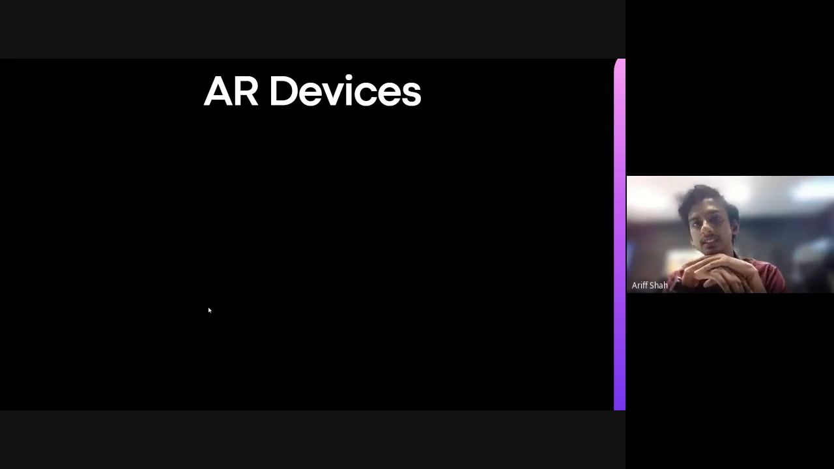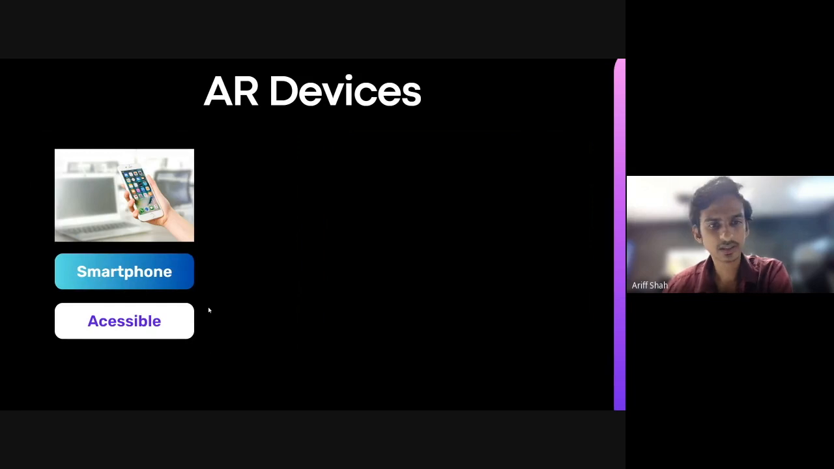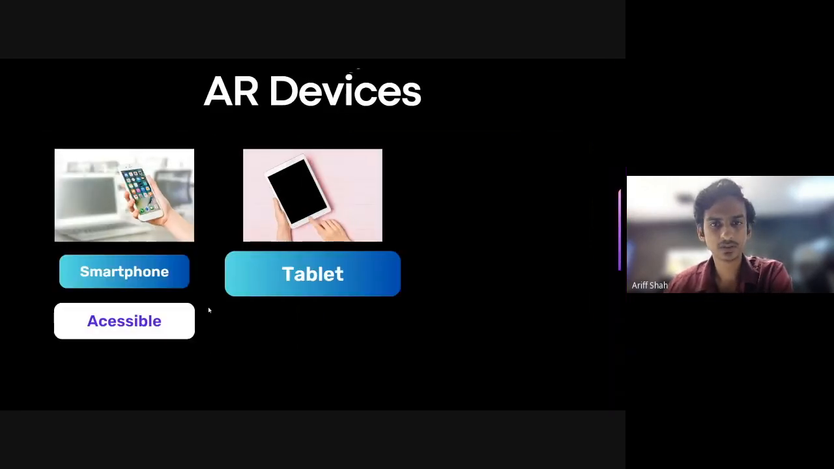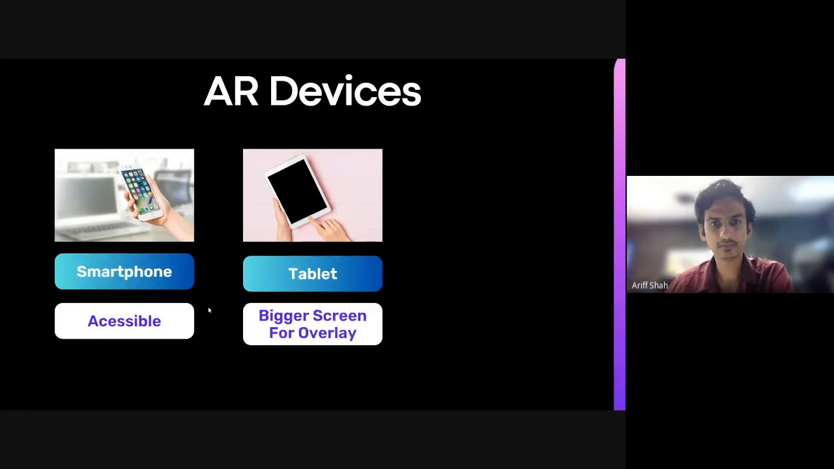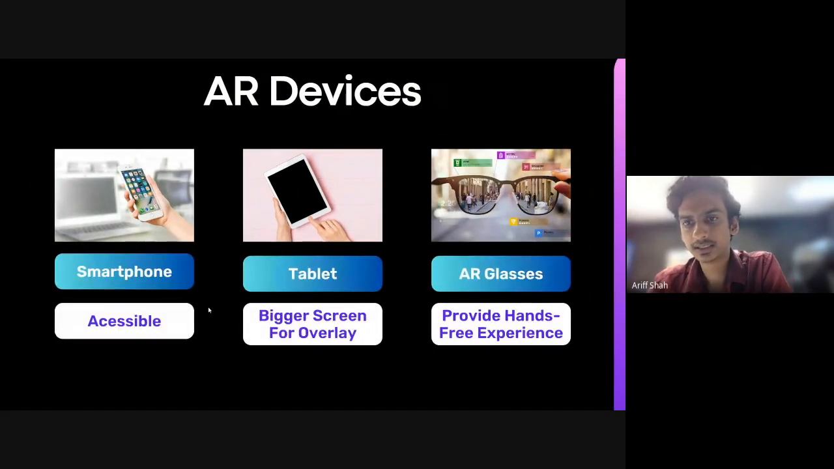Augmented reality can be experienced on multiple different devices. The most common one is the smartphone, which is the most accessible option. We also have the tablet, which has a bigger screen for overlay, and a newer technology called AR glasses, where one of the benefits is a hands-free experience. Sometimes using a smartphone for AR can be annoying if you have to hold it up for a very long time. AR glasses can provide a totally hands-free experience.